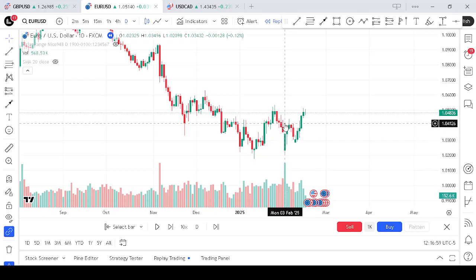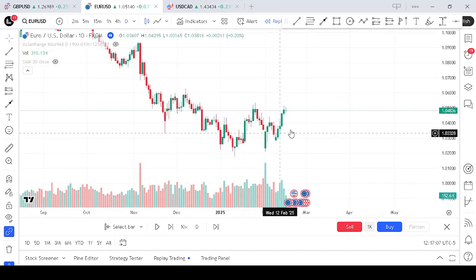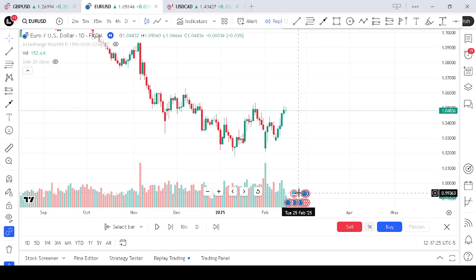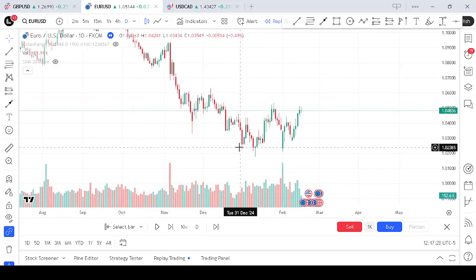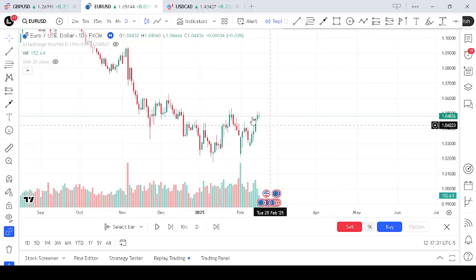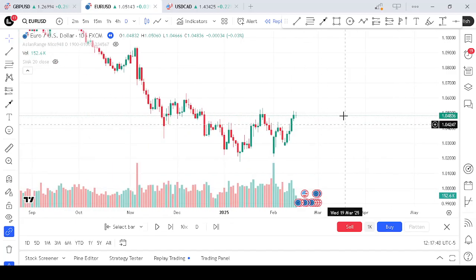This strategy centers on two key price levels, yesterday's highest point and yesterday's lowest point. These levels serve as significant markers that often influence today's market movement. When price breaks above the high, it signals potential upward momentum. Conversely, when price breaks below yesterday's low, it indicates possible downward pressure. Now let's look at an example.